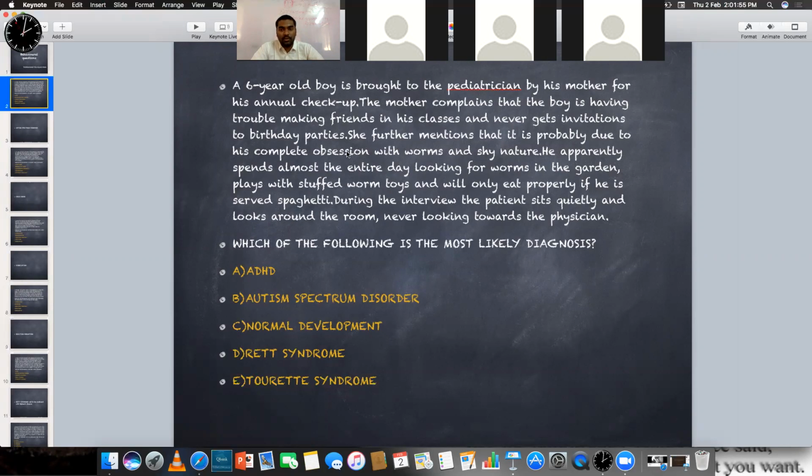worms and shy nature. He apparently spends almost the entire day looking for worms in the garden, plays with stuffed worm toys, again worm, and he will only eat properly if he's served spaghetti. I mean, he is focused on only one thing. He is not trying new things. He only likes this one. Like I told you, if you give him a novel, he'll read the same novel 100 times and still not get bored with it. He's still eating spaghetti and still not getting bored with it. He plays with the worms and he's not getting bored with it. He won't do anything different.